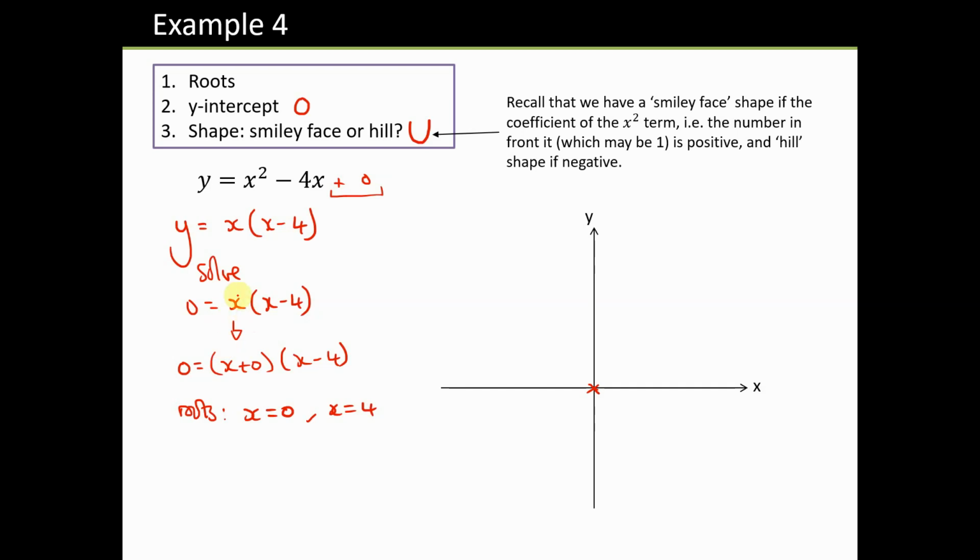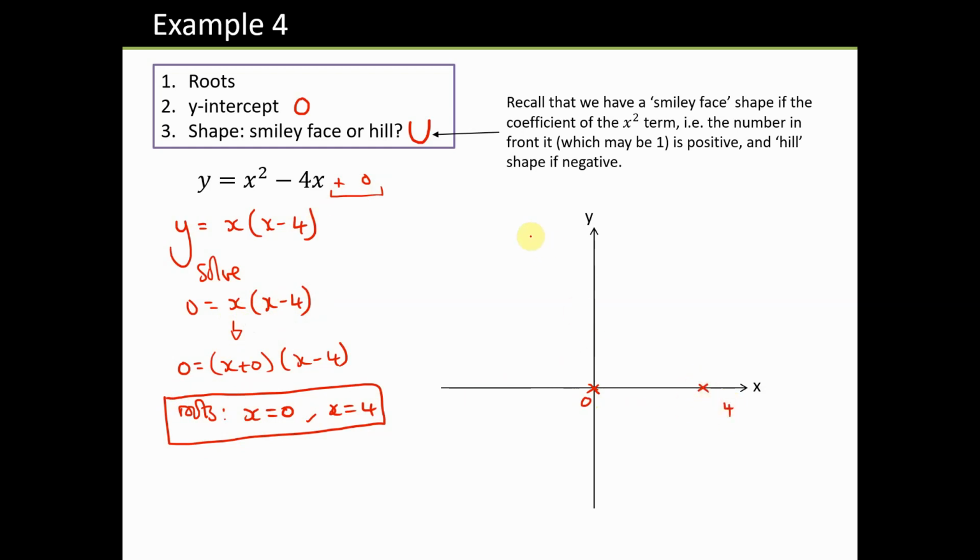So when you've just got an x on its own like that, the solution is going to be 0, because if we turn that to a 0, 0 times by anything in this bracket will be 0. And we can see, well, our roots is where it crosses the x-axis, and we already know there's a point at 0, so that seems to link up with the y-intercept being 0.